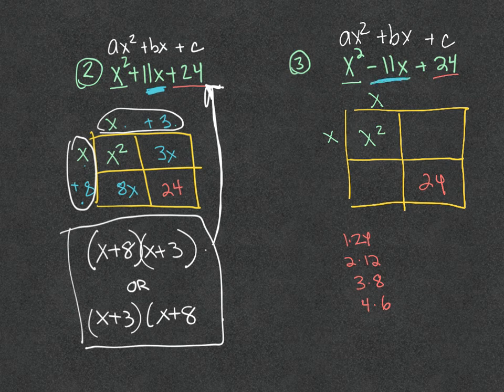So what that tells me is that I'm looking not just for them to add to 11, but to add to negative 11. So when we think about this, I'm still going to go with the 3 and the 8, because 3 and 8 will give me 11. But if I want a negative 11, it's going to be a negative 3 and a negative 8. So that when I multiply this times this, that'll give me a negative 3x. And when I multiply this times this, that'll give me a negative 8x.